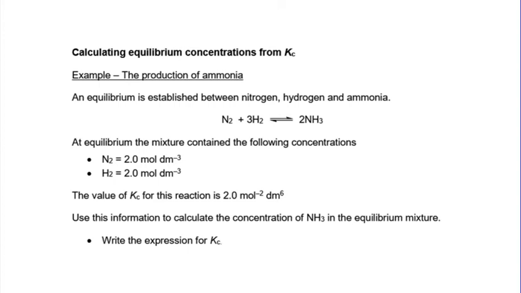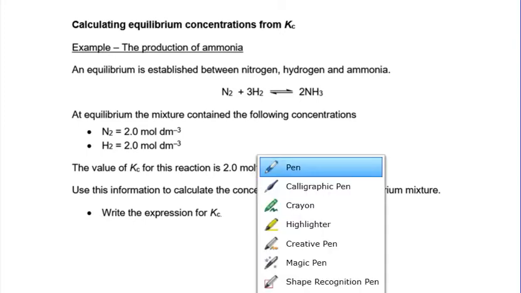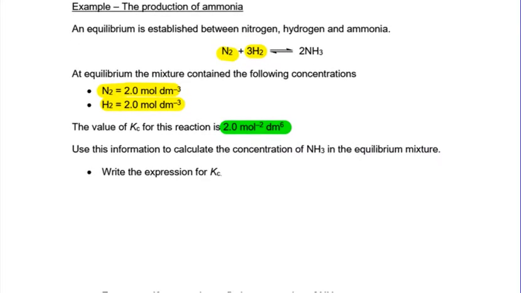In this video we're just going to have a little bit of a play around with some algebra. This time we're going to be given the value of Kc and the rest of the equilibrium concentrations, and we're going to try to find a remaining one. In this example we've got equilibrium concentrations for nitrogen and hydrogen, these two. We've got a value for Kc and we're being asked to find the concentration of the ammonia. So we've not got to do much, just a bit of rearranging.